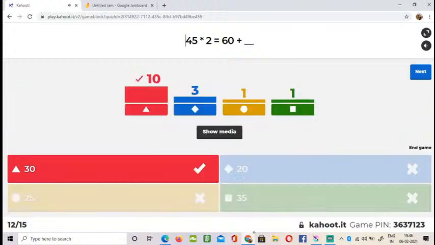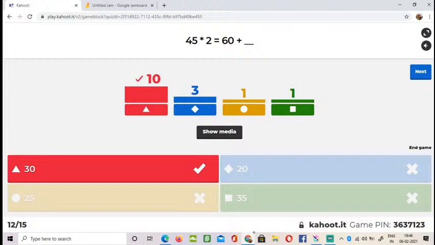Okay, I have my results over here. 10 correct answers and 5 wrong answers. No worries about that. So 45 into 2 is your 90. So 60 plus 30 is going to be 90, so that you can equate your equation. So the correct answer is 30.